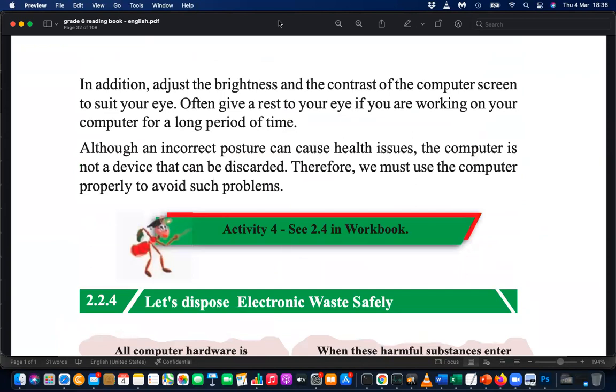Okay, let's ask Netum. Again, you are also new to the class today. Netum, yes. Do you have electronic waste in your home?